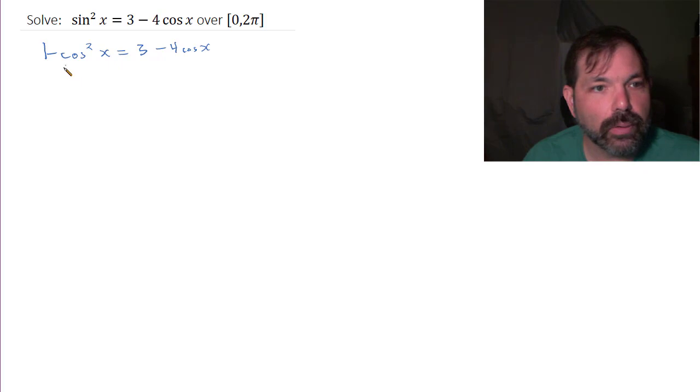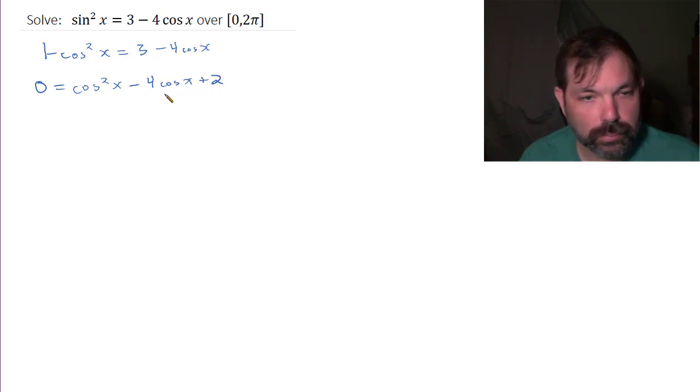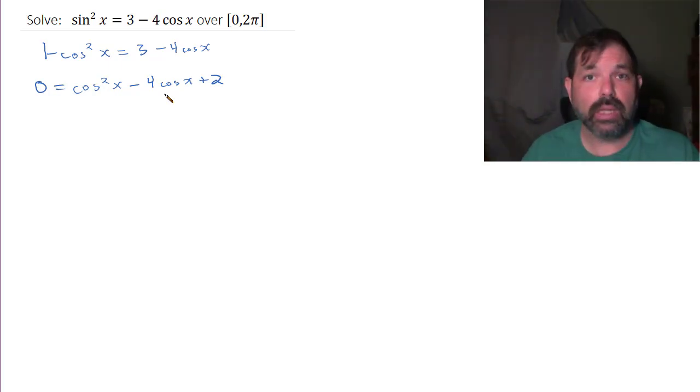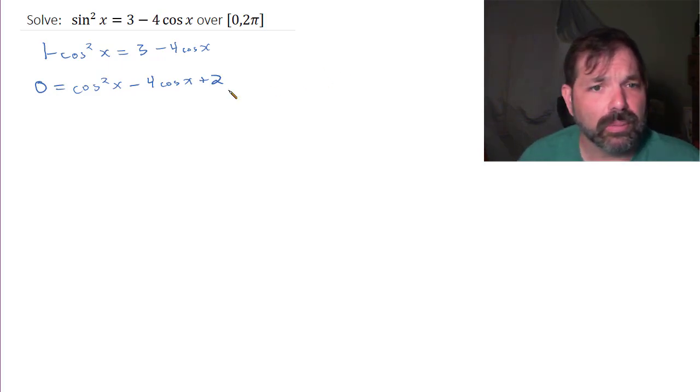So, using a little bit of arithmetic, let's bring that cosine square x over, let's bring that 1 over. I have 0 is equal to cosine square x minus 4 cosine x plus 2. So now this is quadratic in cosine x. And so I can apply factoring. Well, factoring is not going to work here. There's no way I can get two numbers that multiply to 2 and add to negative 4. So factoring won't work. I have to use the quadratic formula.